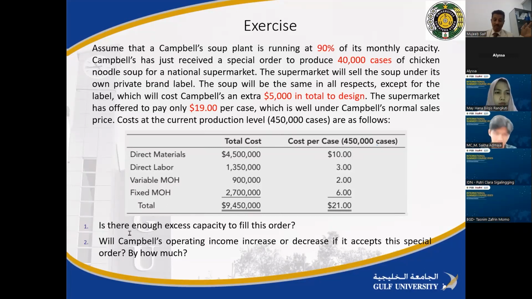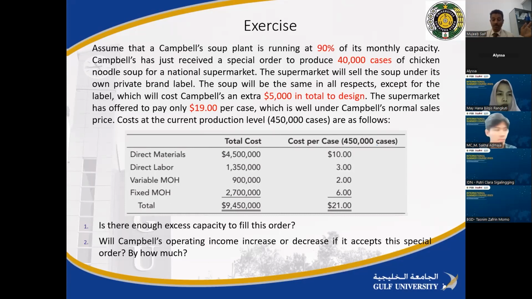What is the requirement? Is there enough capacity to produce this order? And as a managerial accountant in this company, do you advise the company to accept this order? Will it increase our profit or not?